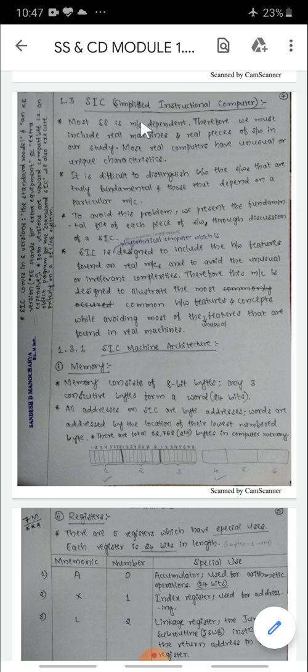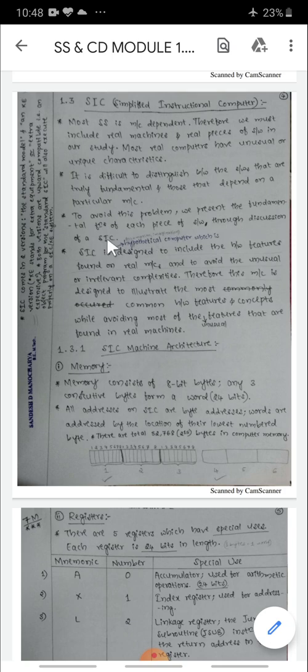Most system software is machine dependent. Therefore we must include some real machines and a real piece of software in our study. Most real computers have some unusual or unique characteristics. It is difficult to distinguish between the softwares that are truly fundamental and those that depend on a particular machine. To avoid this problem only, we present the fundamental functions of each piece of software through discussion of SIC.